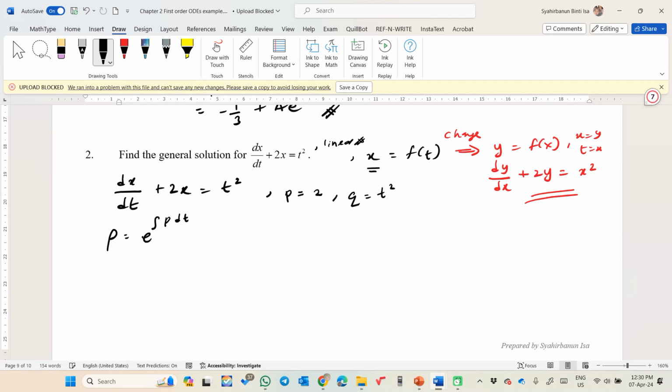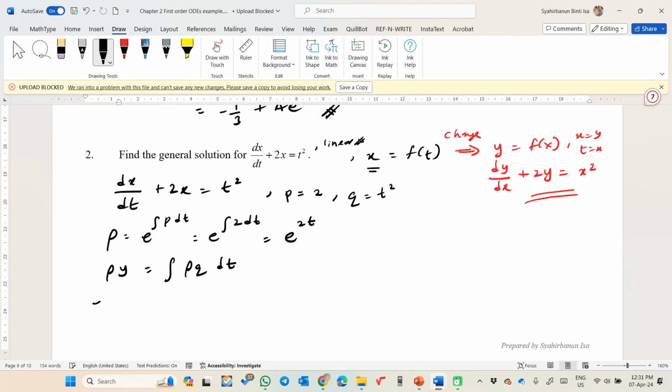Previous integrating factor of dy over dt. So rho equals the exponent of the integration of p dx. So the integration of p is 2 dt. Okay, so the integration is 2t. This is the integrating factor. Then we write rho y equals the integration of rho q dt.